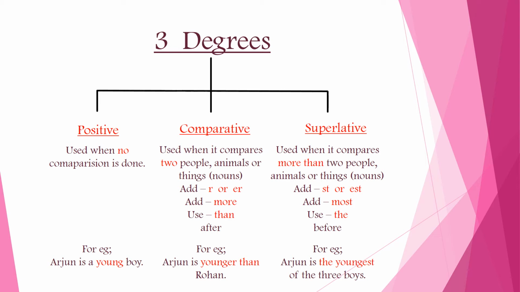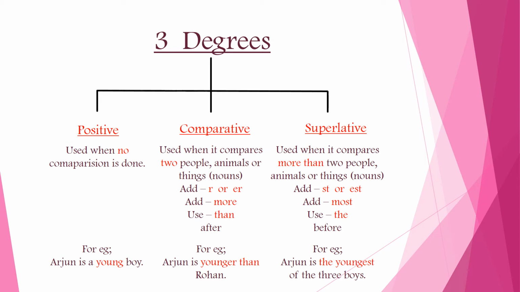For example, Arjun is a young boy. Young is a positive adjective. In this sentence, we are not comparing Arjun with anyone. Sentence number 2. Arjun is younger than Rohan. We are comparing Arjun with Rohan. So, we have added er to the adjective and than after the adjective. Younger than.